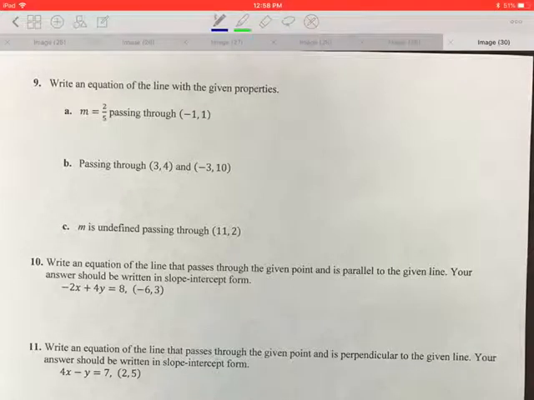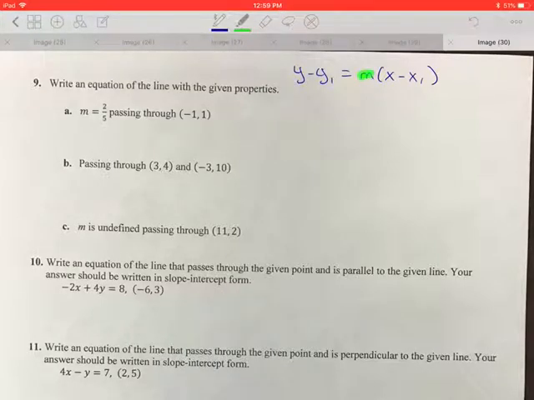We're on page 3 of the Exam 2 review, looking at number 9. We want to write the equation of the line with the given properties. Now, most of the time, we're going to be using y minus y1 equals m times x minus x1. This is called point slope.